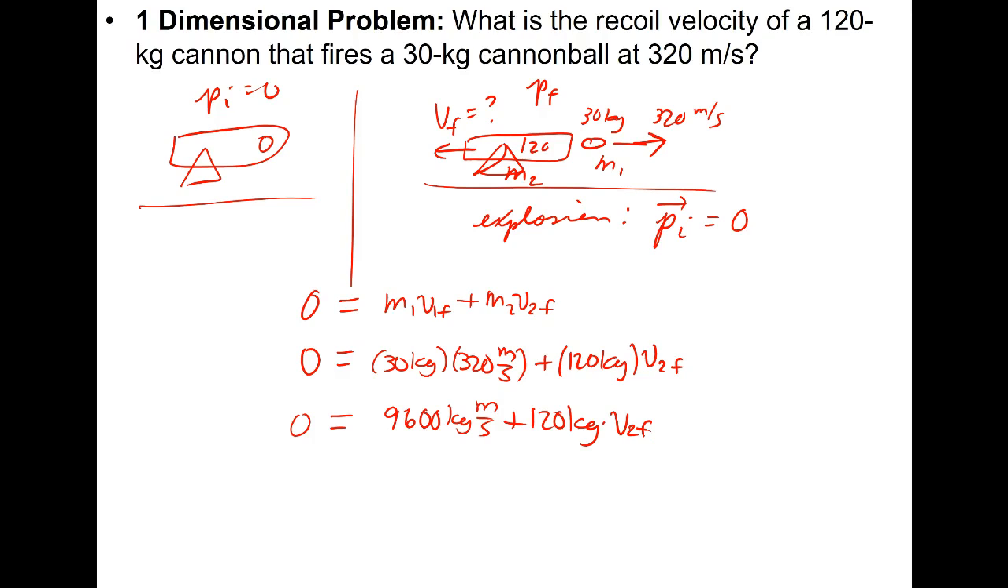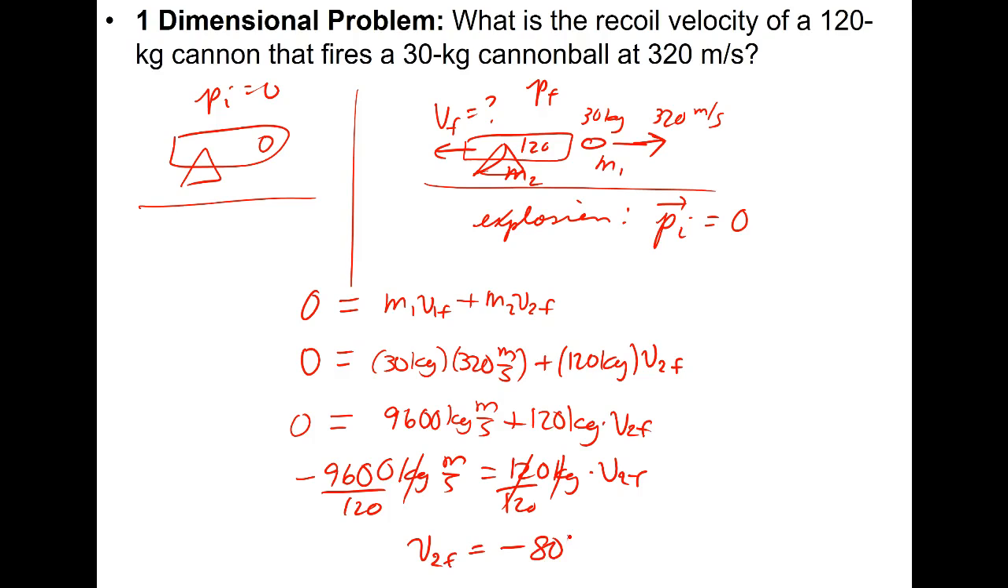Did I do that right? I think so. So then what we're going to have is negative 9,600 kilogram meters per second is 120 kilograms times V2 final. And kilograms is going to cancel. We divide by 120, and I think that's going to give us just about 80. Can't do math this morning. So that's going to be V2 final is equal to negative 80 meters per second.